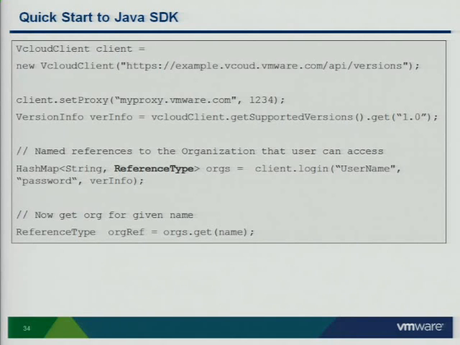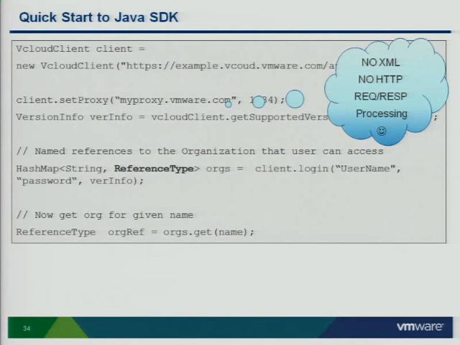Once you log in, what it returns is references to the organizations that the given user has access to. Let's not get into the complexity of the functionality of the code, but notice one thing: we made a request using the version URL, and we actually did a login. All of them were HTTP requests and responses. Nowhere are you seeing the HTTP request and response details, and nowhere are you dealing with the XML payload that came back from those HTTP requests.